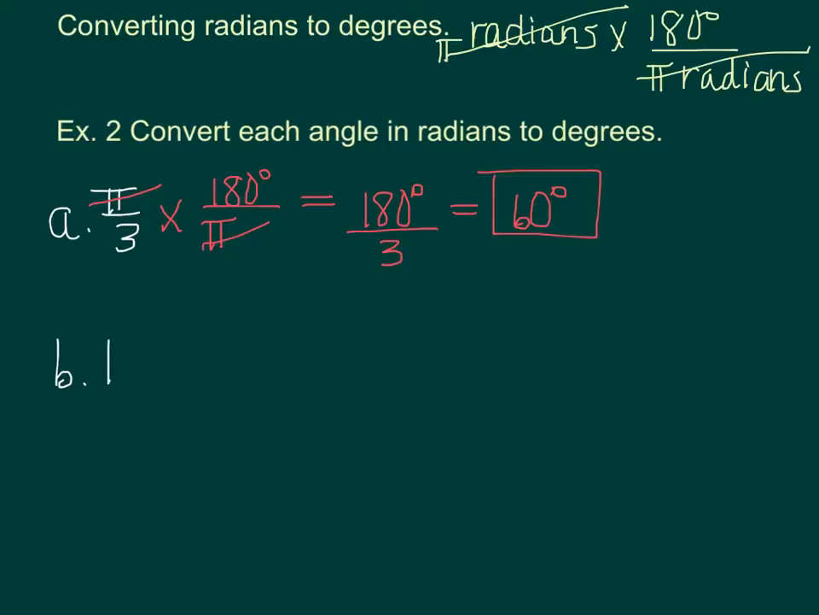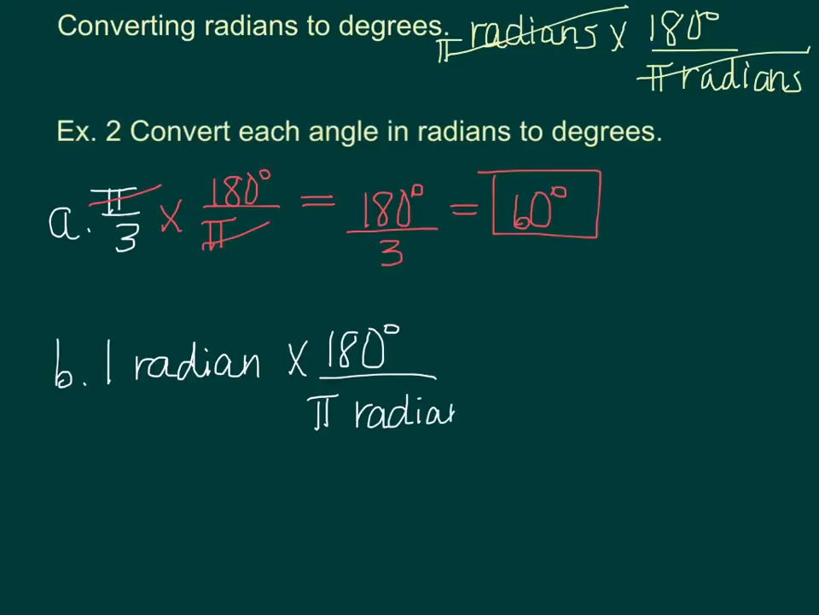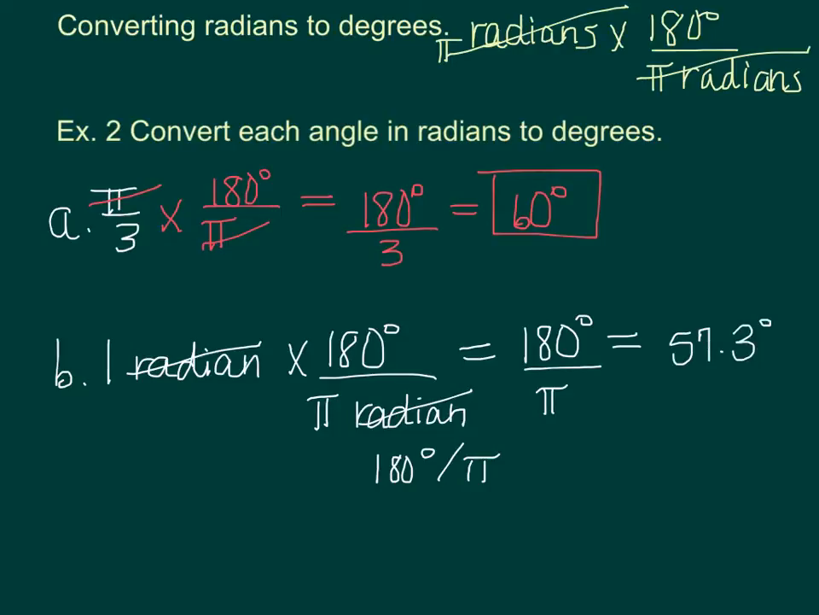Now, if they have 1 radian and you want to convert it to degrees, your conversion factor will also need the unit radians, because you want like units to cancel. So you are still left with pi. Usually they're going to tell you to round this, so you would do 180 divided by pi, and you should get approximately 57.3 degrees.